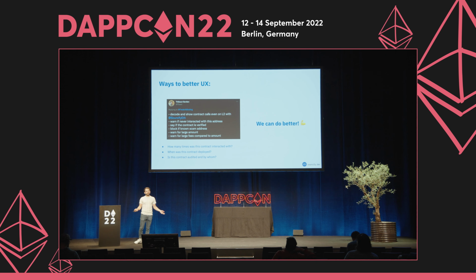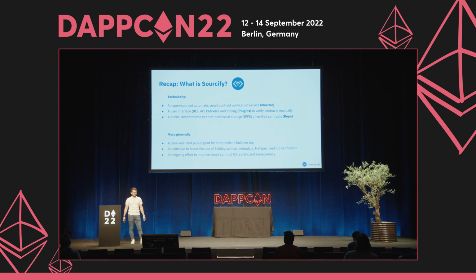And we can do better. There are many more ways for a better UX. We can warn the users when there's a large amount. We can warn for large fees. We can show the user how many times the contract is interacted with, because a scam contract would be less used. Or we can say when it's deployed, because a scam contract would be more recent. And importantly, we can show the users if this is audited or by whom. So there are many ways to do this.